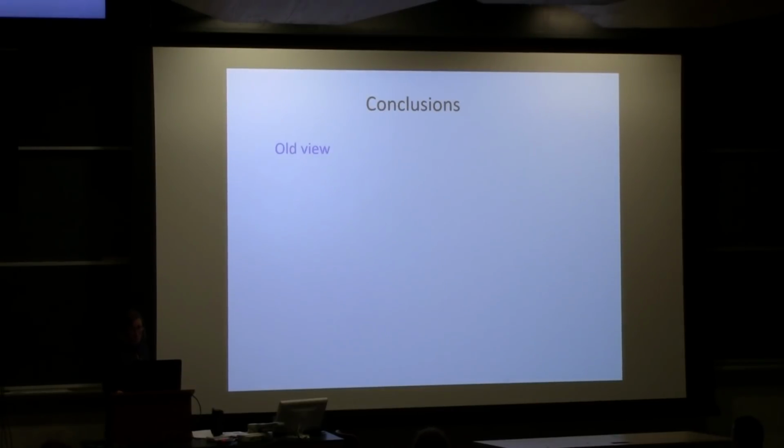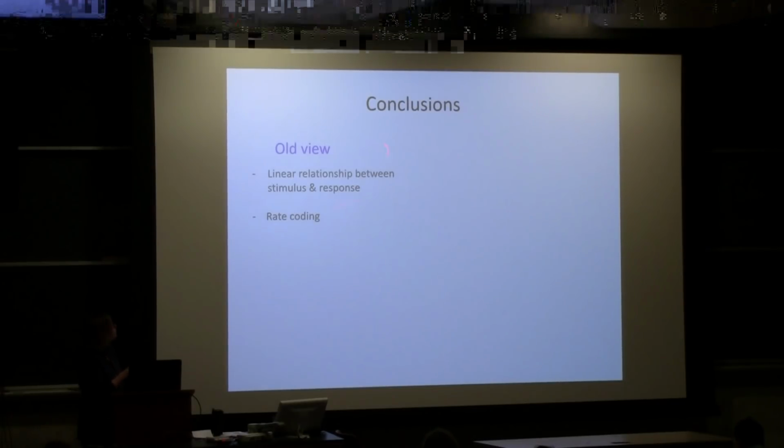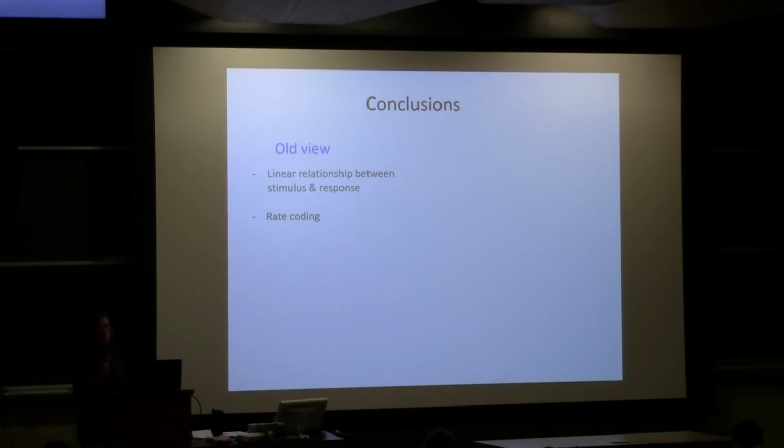Okay, so I'm just going to run through the conclusions. The old view, which, it's funny, when you see how people actually move through the world, this may seem so obvious to you, but for 40 or 50 years, people have been really holding on to the idea that this is a totally linear system. The linear models work pretty well in a very restricted range. So you have a linear relationship between stimulus and response, where response is firing rate.